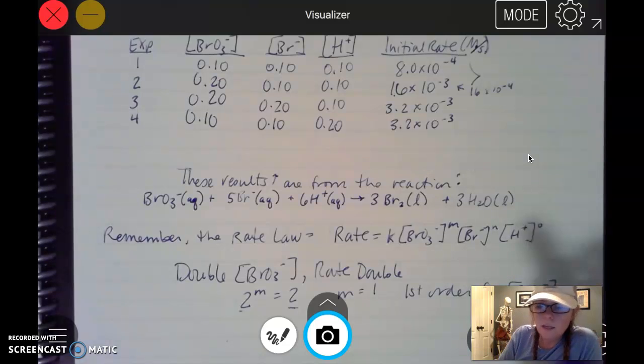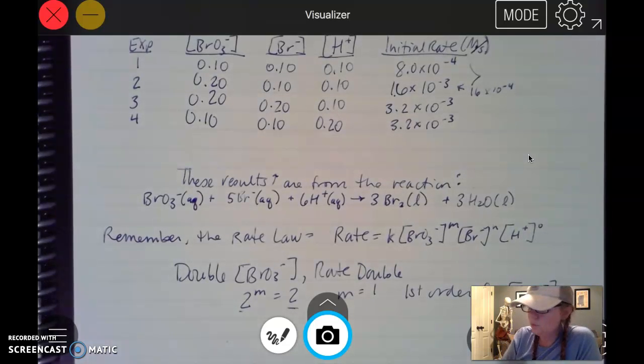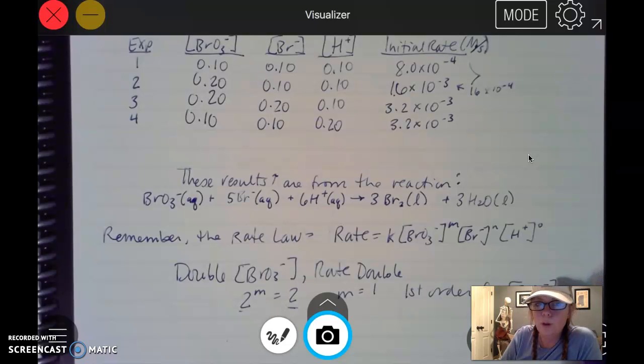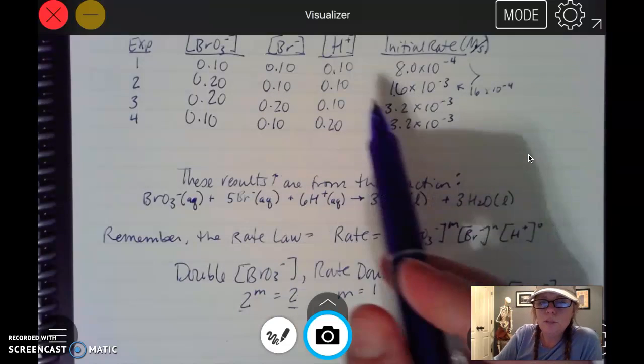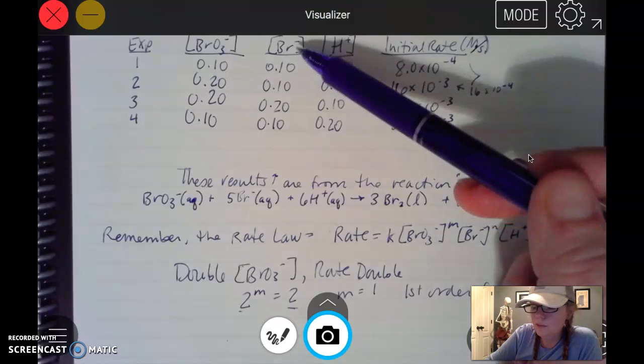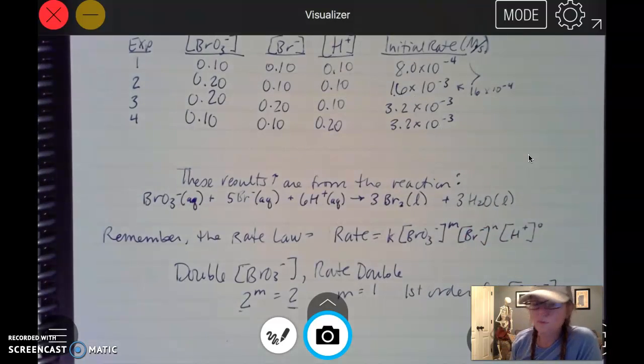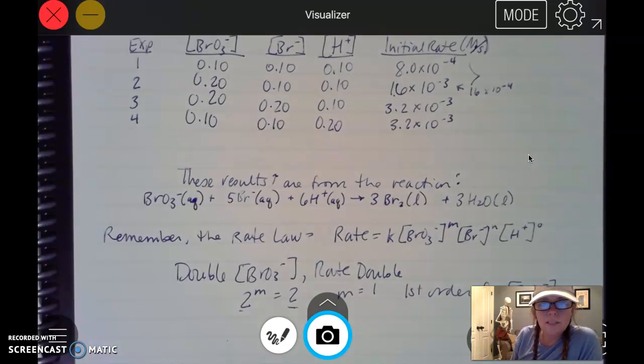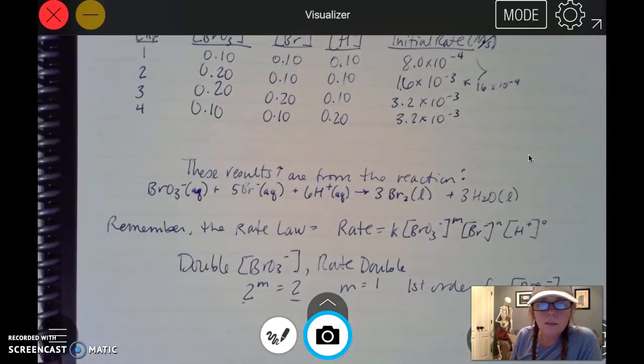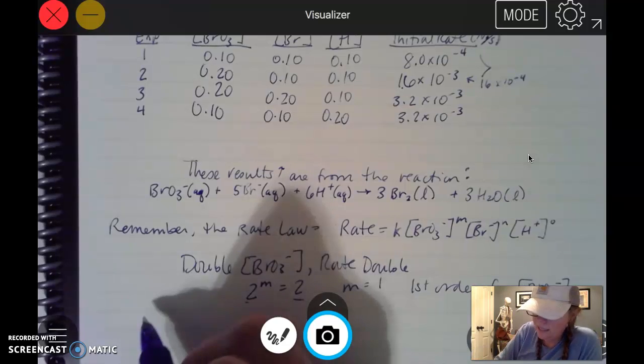Okay. And so once we figure that out, we're really through with bromate. So anything else we do, we want to see what the effect of change in bromide is and the effect of change in the acid, but we want to hold the other ones constant. So let's take a look at the bromide. Let me see if I can slide this down.